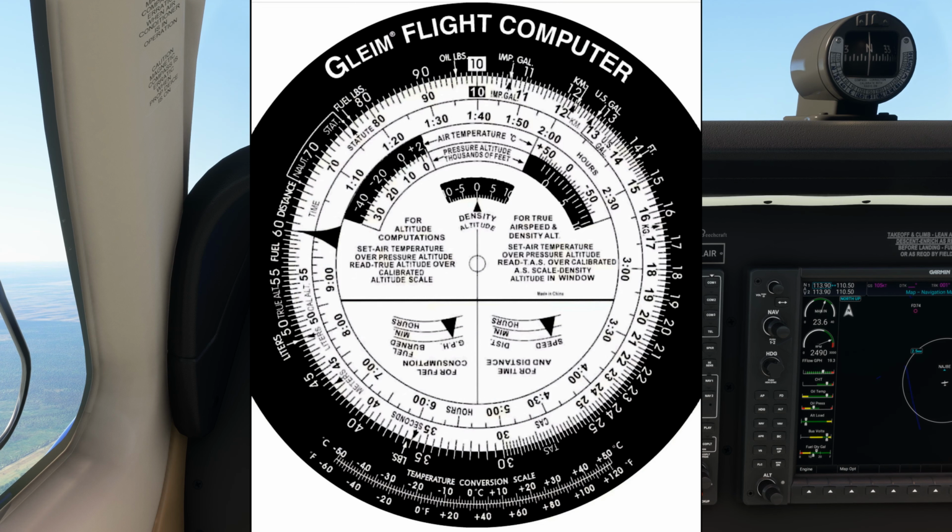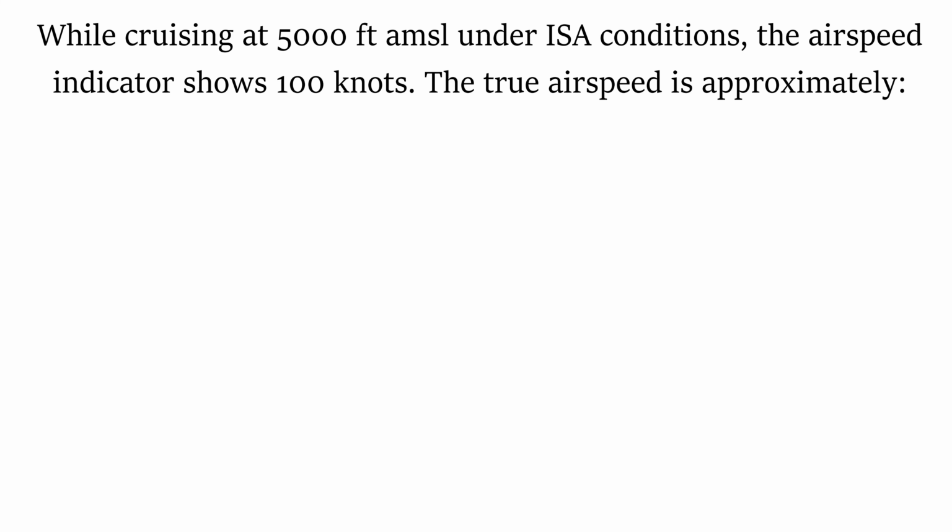We need to use the window on the top right of the flight computer here, labelled for true airspeed and density altitude. The altitude is the white on black scale. The temperature is the black on white scale. We need to line up the temperature with the altitude. We're not directly given the temperature in the question, so we need to work it out for ourselves. We're told that we're under international standard atmosphere conditions.